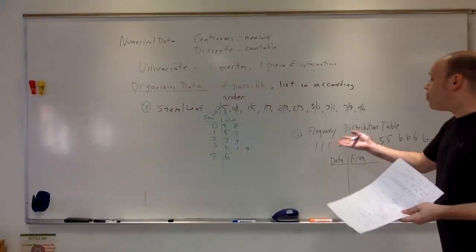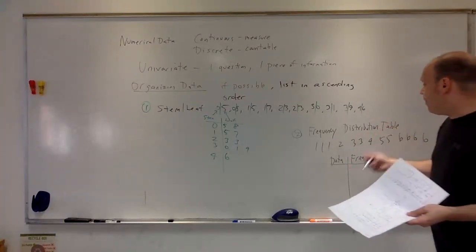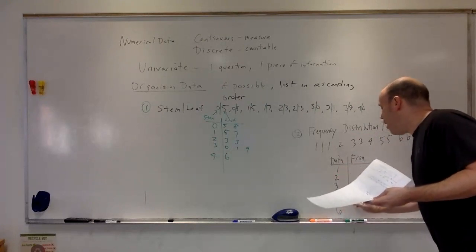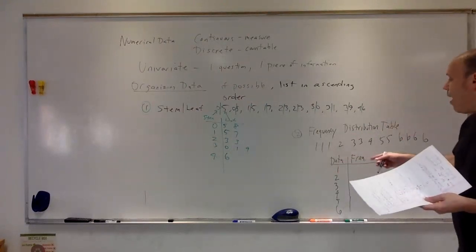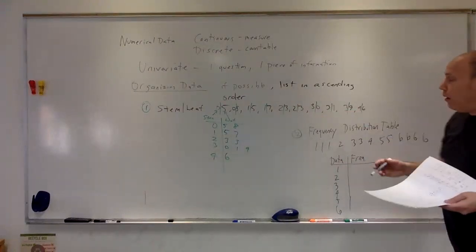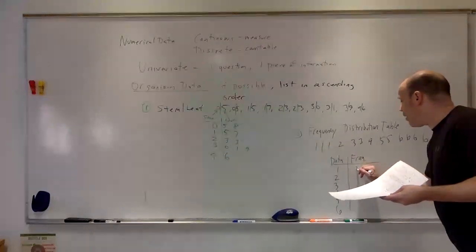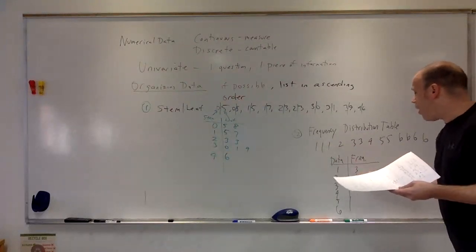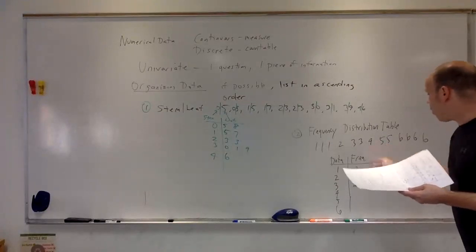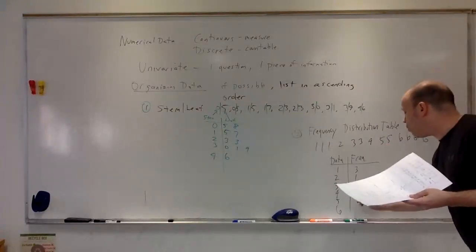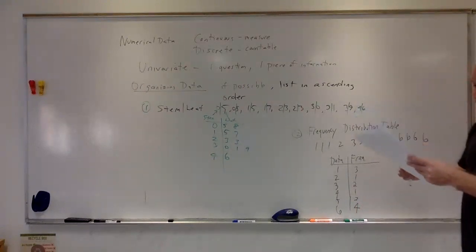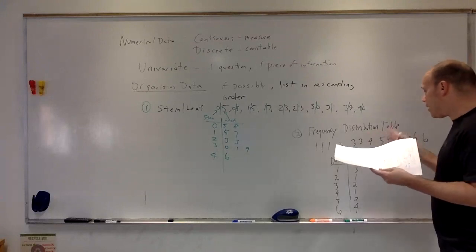So you say, okay, there's 6 different values: 1, 2, 3, 4, 5, 6, and then the next column is the frequency. And we can see how it's distributed or spread out. So let's see, 1 occurs 3 times, 2 occurs once, 3 occurs 2 times, 4 occurs once, 5 twice, and 6 4 times. Nice. So this is the idea of a frequency distribution table.